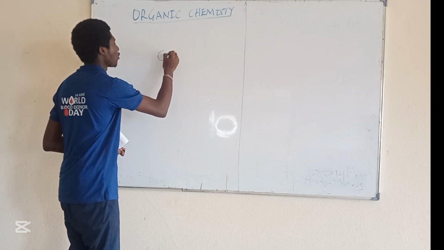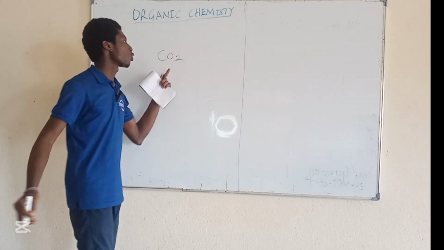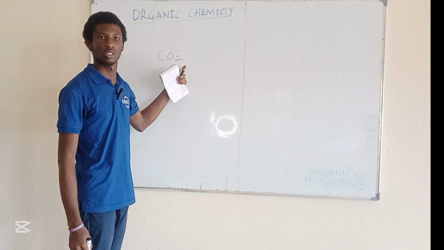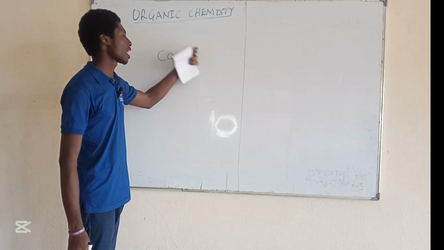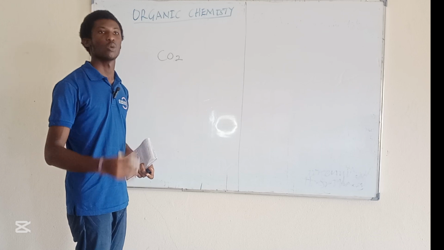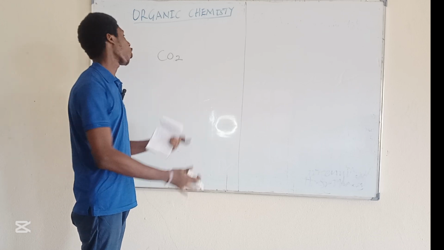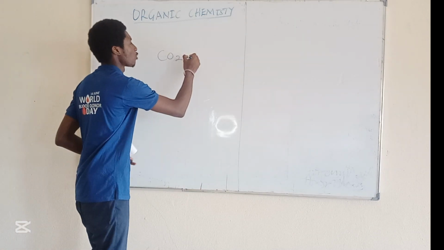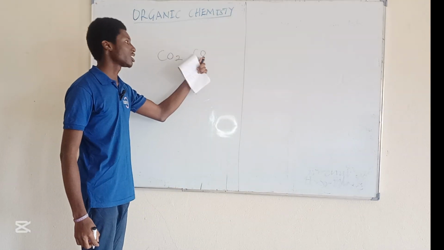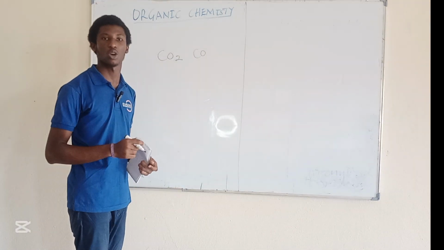For example, if you have carbon(IV) oxide, this is not an organic compound. So that is why oxides of carbon are exceptions to compounds that we refer to as organic compounds. You also have carbon monoxide. This is carbon monoxide, and it is also not an organic compound.